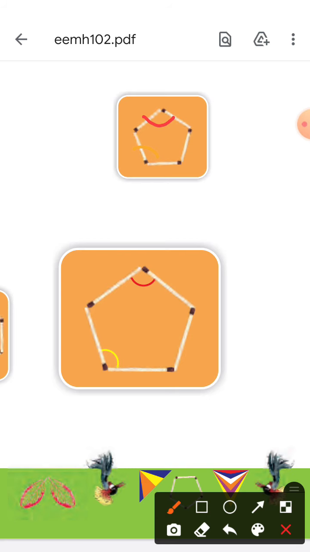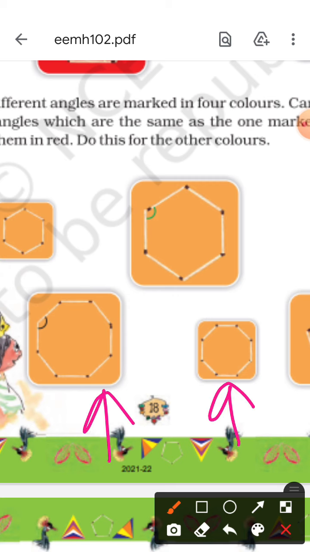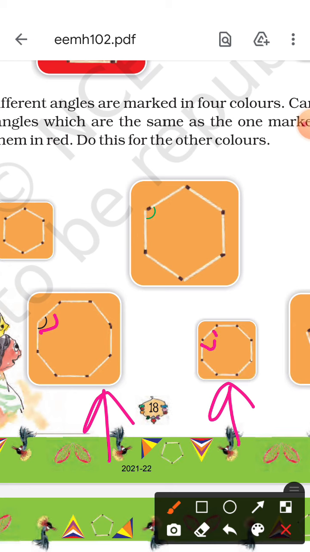So we can make the same angle in the same color as the figures are the same here. Okay, here you can make the angle, and here also you can make the angles. And if you look at the rest of the figures, here are the same figures. So here if you see one black colored angle is there, so we can make the black color angle here also.